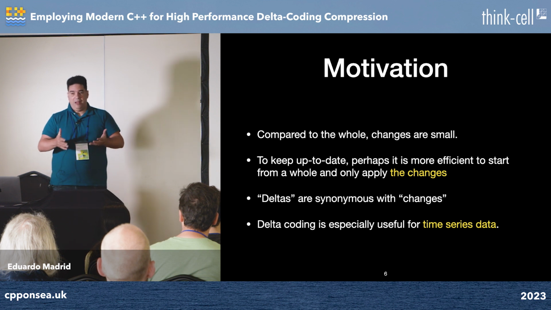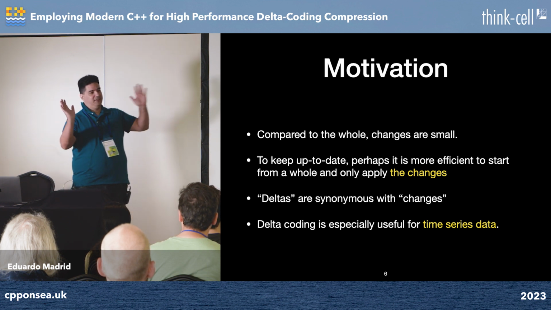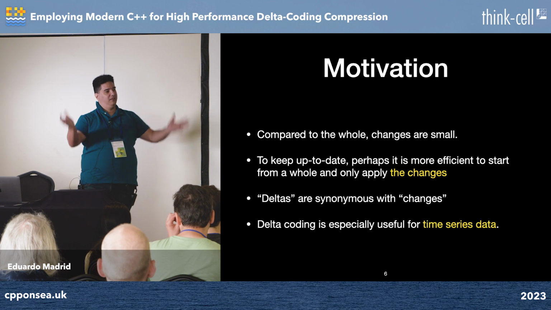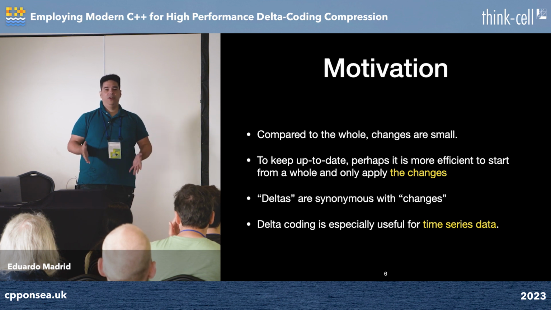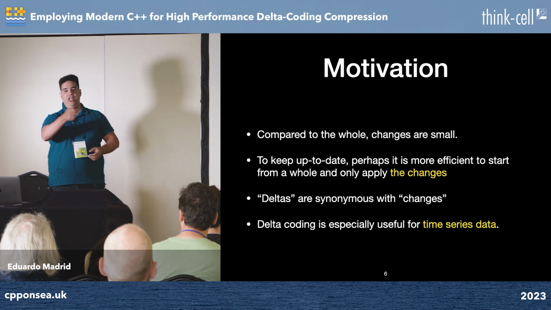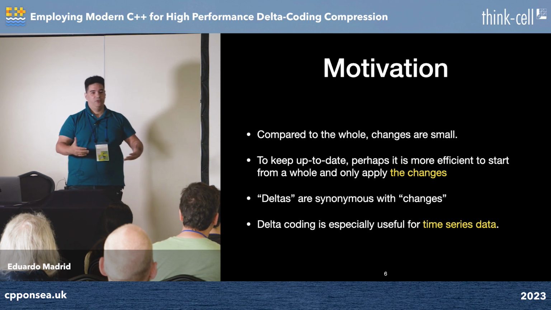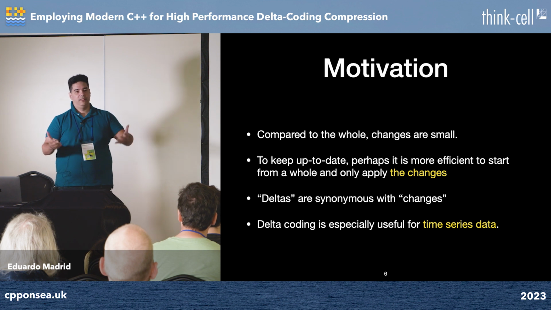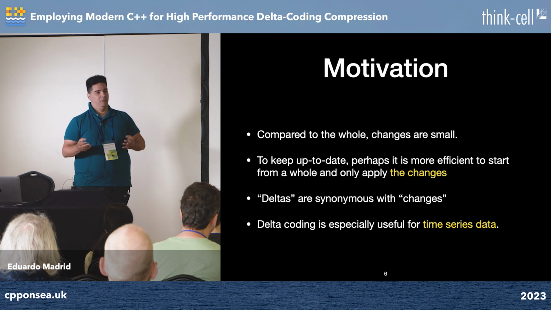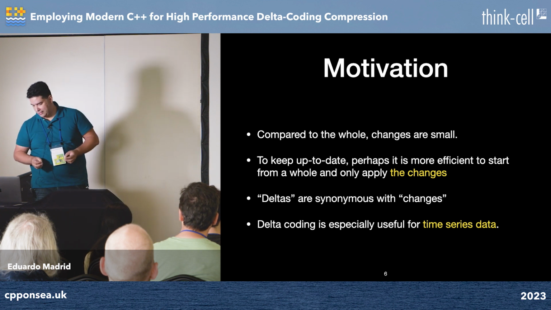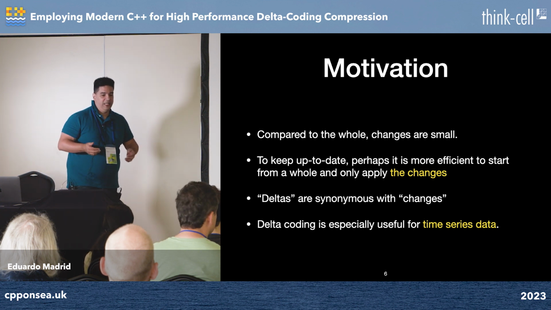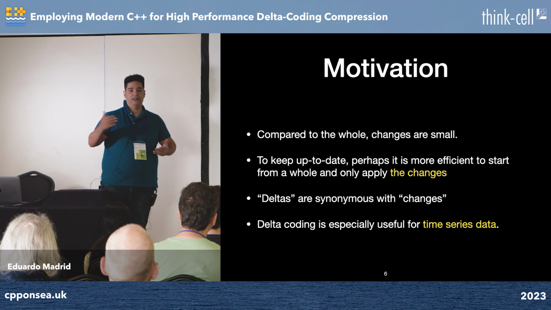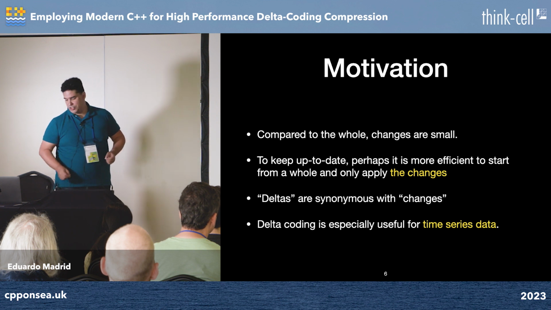So perhaps it is more efficient to start with a snapshot to capture the state of something, and from that point onward only apply the changes that happen to that thing, as opposed to redrawing the whole world at every single moment, reconstructing the state from scratch at every opportunity. Obviously, when I say delta, I mean change, engineering jargon for change.